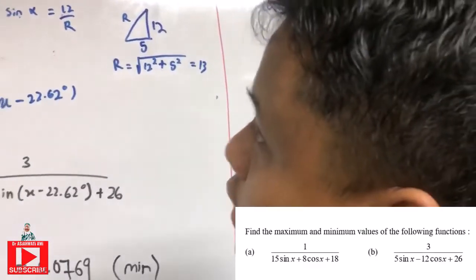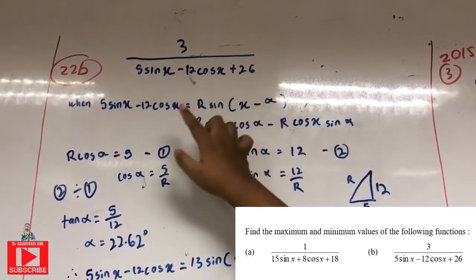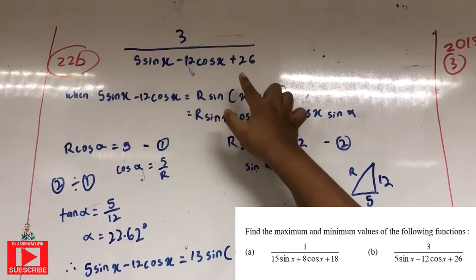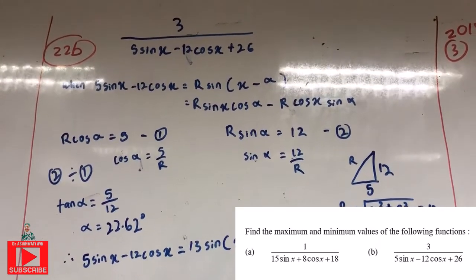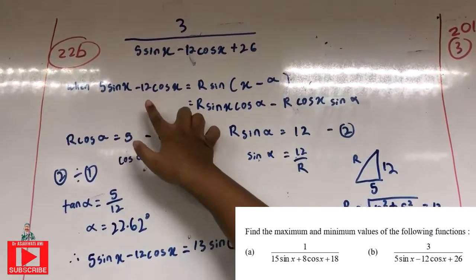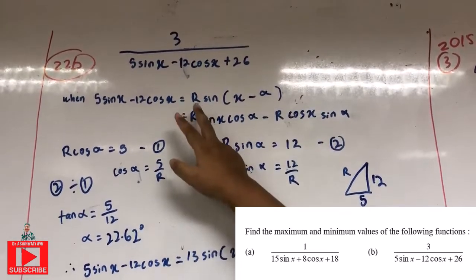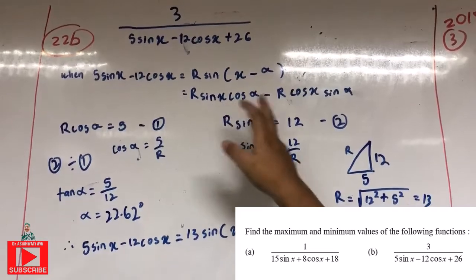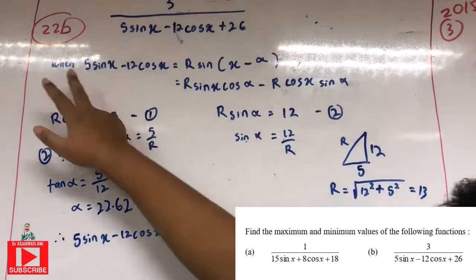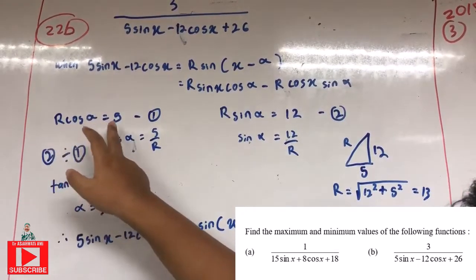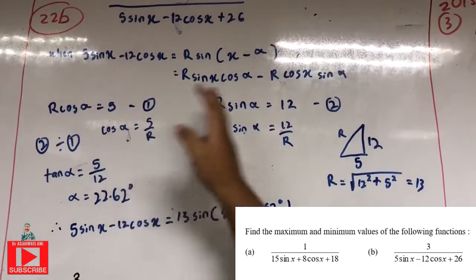So, today we're going to discuss 20B. The question given is 3 over 5 sin X minus 12 cos X plus 26. The question asks for the minimum and maximum value. So we assume 5 sin X minus 12 cos X equals R sin(X minus alpha). We expand it, we get R sin X cos alpha minus R cos X sin alpha. We compare it, so R cos alpha equals 5 and R sin alpha equals 12. This is equation 1, this is equation 2.